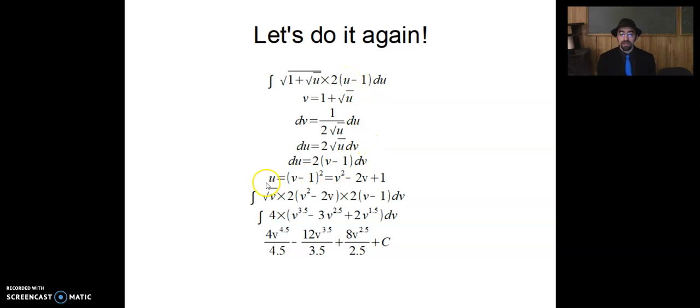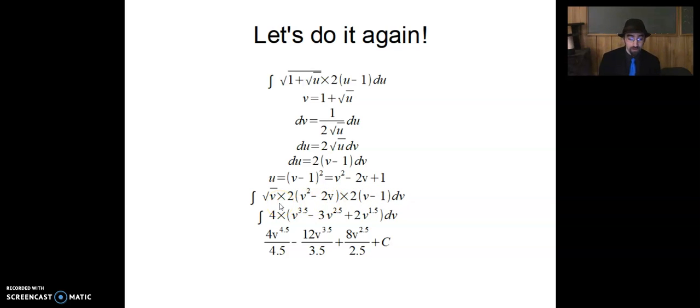We point out that if v equals 1 plus square root u, square root u equals v minus 1. So u itself, that's just the square root of u squared. u itself is (v minus 1) squared, which is v squared minus 2v plus 1. So we have v squared minus 2v plus 1 for our u. Our plus 1 and our minus 1 cancel, and we just get v squared minus 2v. So we get square root of v times 2 times (v squared minus 2v) times 2 times (v minus 1) dv. All right.